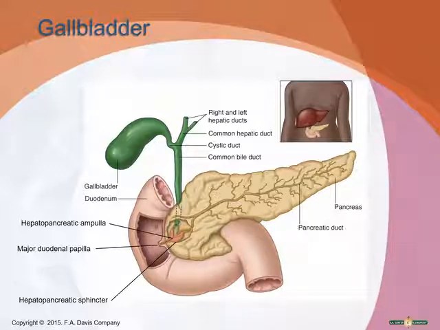Bile leaves the liver by the right and left hepatic ducts. These two ducts converge to form the common hepatic duct, which then goes on to become the common bile duct. Bile from the liver first fills the common bile duct before backing up into the gallbladder through the cystic duct. The bile duct merges with the duct of the pancreas to form the hepatopancreatic ampulla, or the ampulla of Vater, V-A-T-E-R. The ampulla enters the duodenum at a raised area called the major duodenal papilla, and then a sphincter called the hepatopancreatic sphincter, or the sphincter of Oddi, O-D-D-I, controls the flow of bile and pancreatic juice into the duodenum.